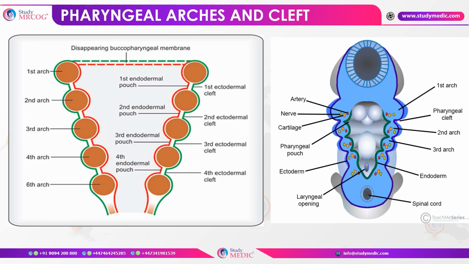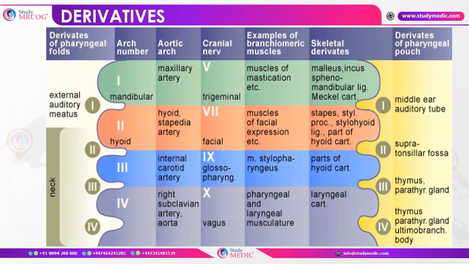For each arch we have separate derivatives like the skeletal derivative, the arteries, the nerves and also the muscles. Now coming to the pharyngeal clefts, the cleft 1 corresponds to the external auditory meatus, 2, 3, 4 corresponds to the neck. Going to the pouches, pouch 1 corresponds to the middle ear and auditory tube, 2 to the supratonsillar fossa, 3 corresponds to the thymus and the parathyroid gland, and 4 again to thymus, parathyroid and the ultimobranchial body.